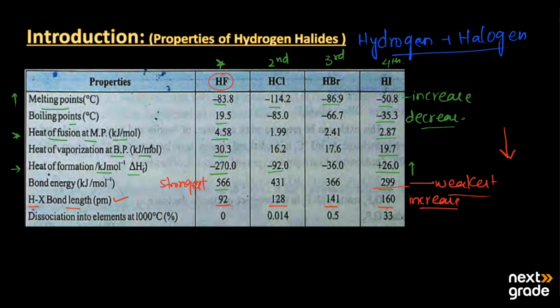The last one is dissociation into its elements at 1000 degrees Celsius. Its percentage for HF is 0%, as the bond is too strong. HCl is 0.014, HBr is 0.5, and that of hydrogen iodide is 33%. So the dissociation of the hydrogen halides increases when we move from top to bottom in the group, from HF to HI.